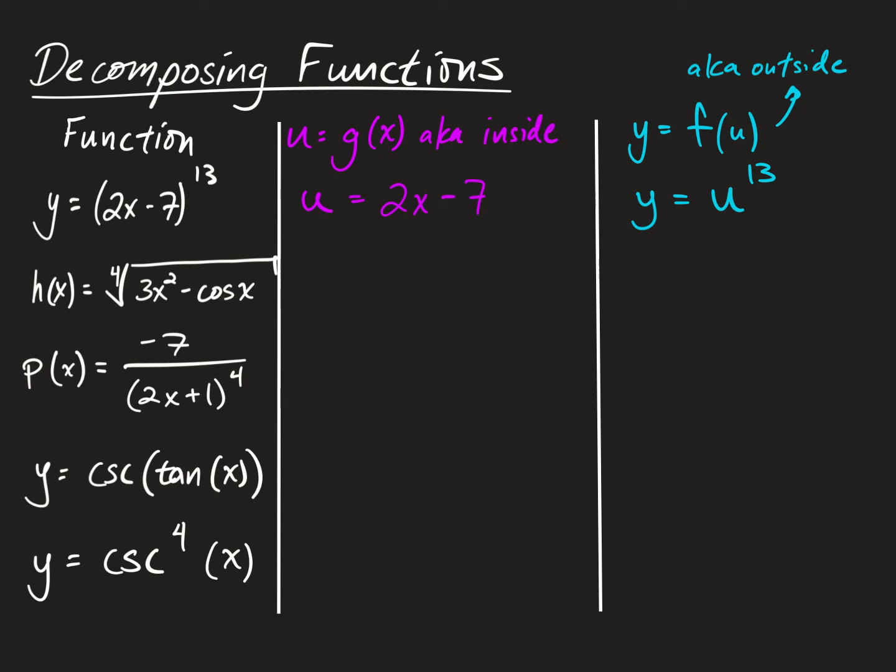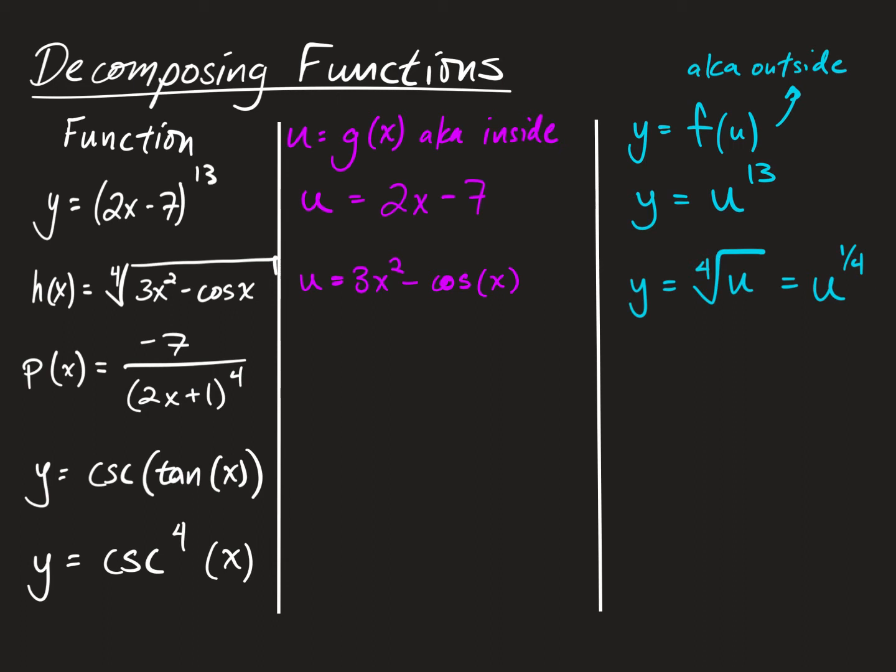Do that little decomposition. For the next example then, h of x equals the fourth root of 3x squared minus cosine x. You can pretty easily see that the 3x squared minus cosine x is what's inside of the root. Then we can say that y equals the fourth root of u, which I want to remember, or bring back, that 1/4 power is the same thing as a fourth root.